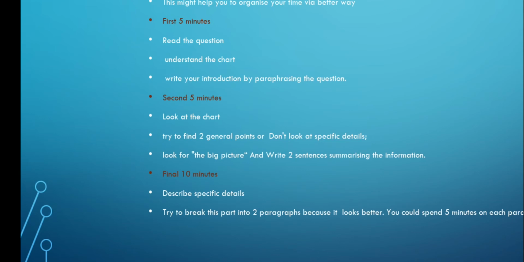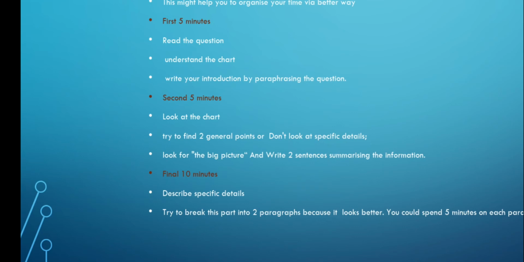Okay, so the second 5 minutes is to look at the chart. Try to find two general points and don't look at the specific details. Generally, we divide the chart into two paragraphs. In the next 5 minutes, firstly check some of the smallest values of the chart and one of the highest values of the chart. I mean the general idea.